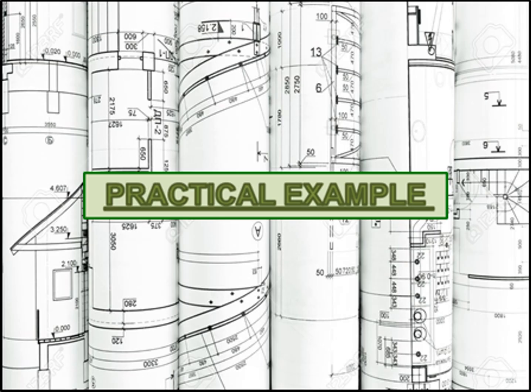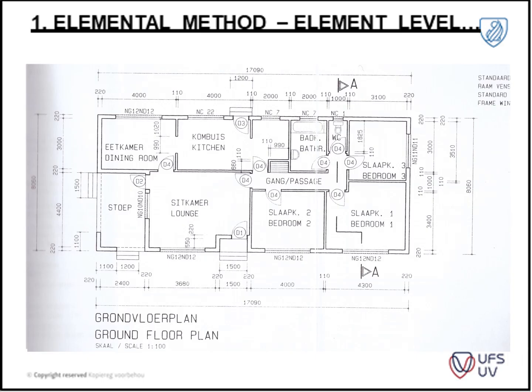So just looking at a practical example, we've got a very simple ground floor of an office building, or of a house, where we've got a lounge, a bedroom, one, two, three bedrooms, and then a dining room and a kitchen with one bathroom and a WC on the side.